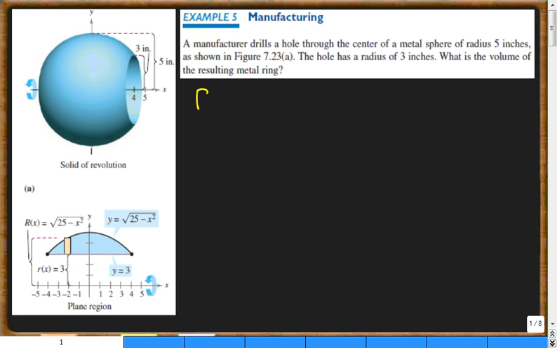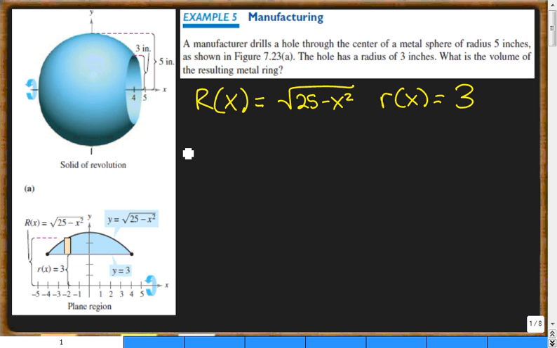We just have to decide what our outer radii and inner radii are going to be. For this problem, our outer radius is the function that is furthest away from the x-axis, and that is the square root of 25 minus x squared. Our smaller radius is the line y equals 3, so that's just going to be 3. So when we set up our volume equation, our volume is going to equal pi times the integral.